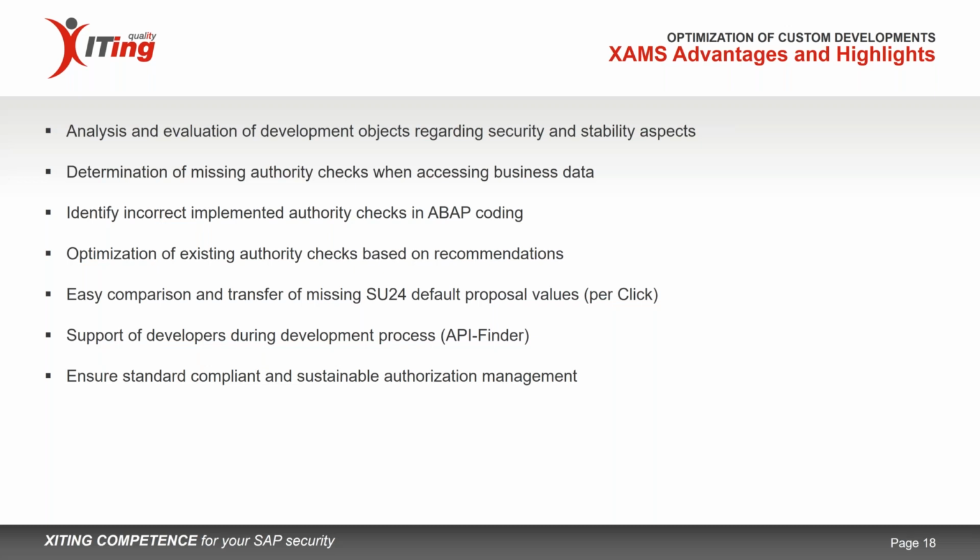We'll identify incorrect security checks, right? So if your authority checks are not coded correctly, we'll call that out as well. We'll optimize the authority checks based on recommendations. So if there's authority checks where they really don't need to be, we'll let you know. And then easy comparison and transfer of the missing SU24 proposals, right? So it's a one click.